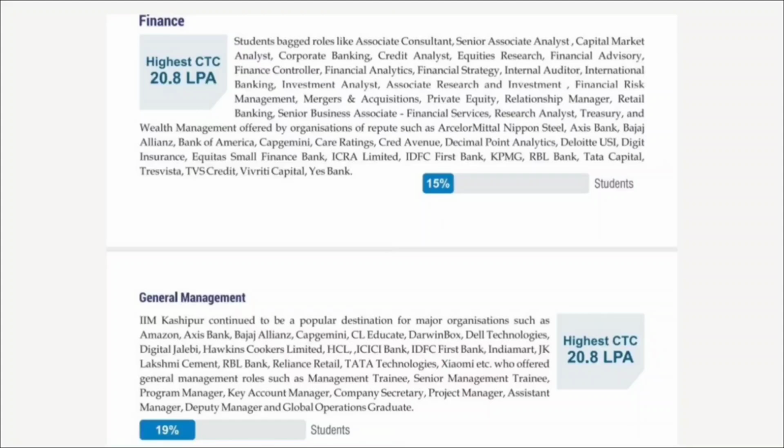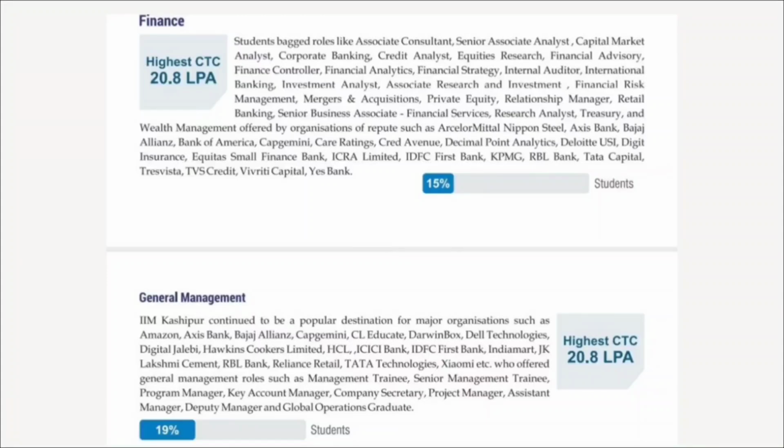Then coming to the next domain, which is general management. 19% of students were placed in this domain, and the highest CTC offered for general management is nearly up to 20.8 lakhs per annum. The top recruiters for general management are Amazon, Axis Bank, Bajaj Alliance, Capgemini, Dell Technologies, SCL, ICICI Bank, Tata Technologies, IDFC First Bank, India Mart, and many more companies.